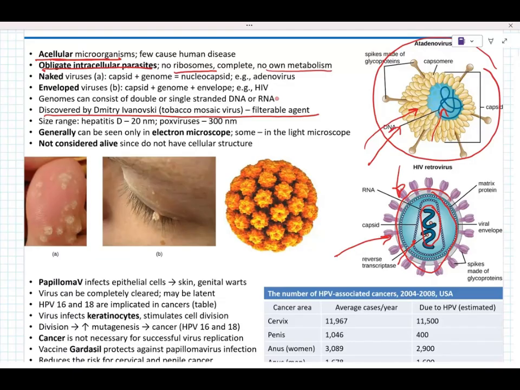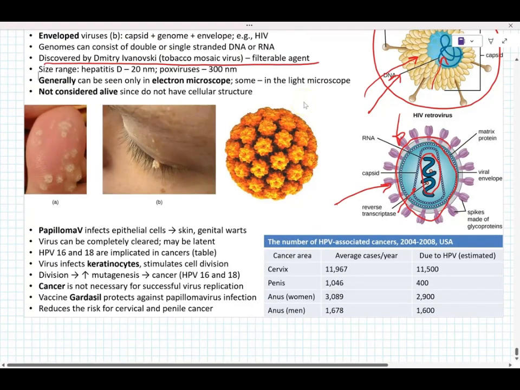They widely range in size, from hepatitis D, which is super small, 20 nanometers, to Pandora virus that can be seen in the light microscope, 700 nanometers. It's pretty huge, okay?